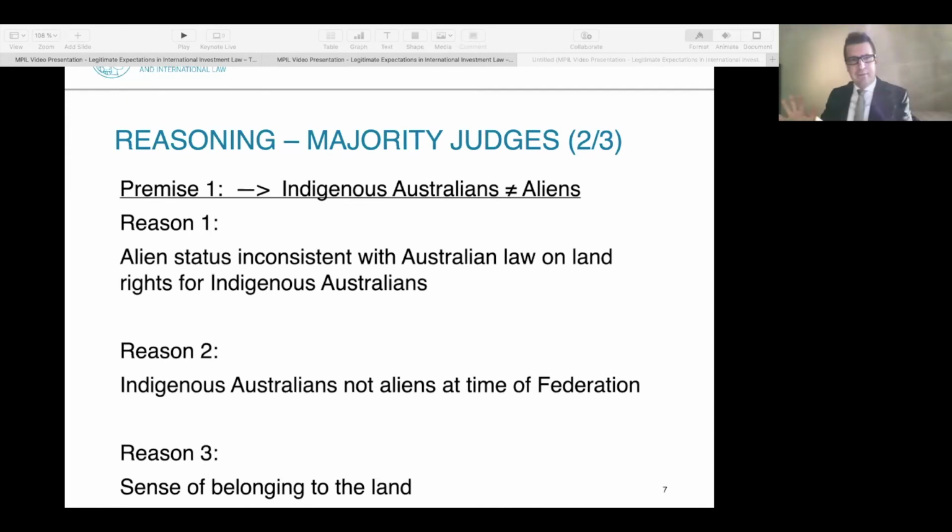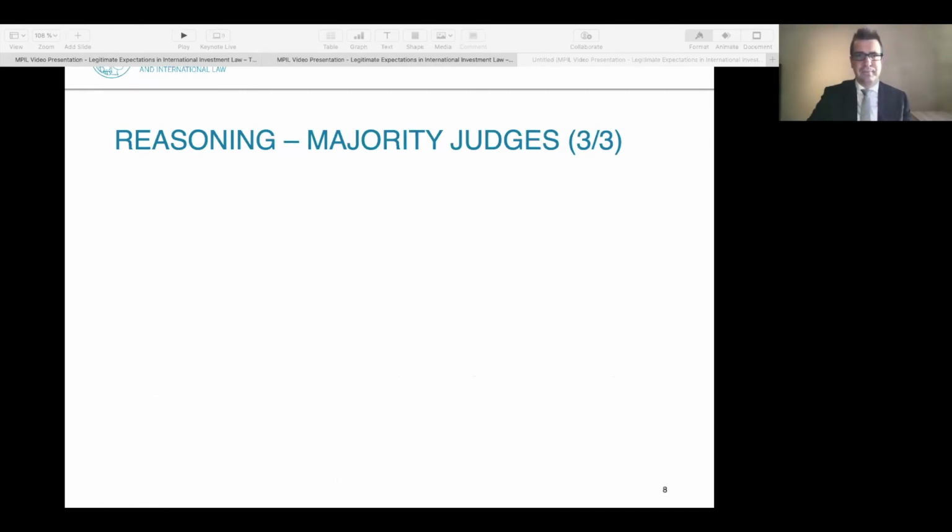So they said, okay, we can accept that. What does it mean to belong to something? And they said, well, you can belong to a group of people, the political community, or you can belong to the land. And considering that Indigenous Australians have lived in Australia for at least 40,000 years, they said there was such a deep and embedded connection between Indigenous Australians and the land, which meant that Indigenous Australians could not be aliens under the Australian Constitution.